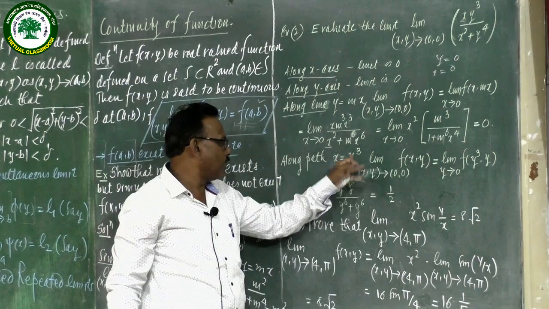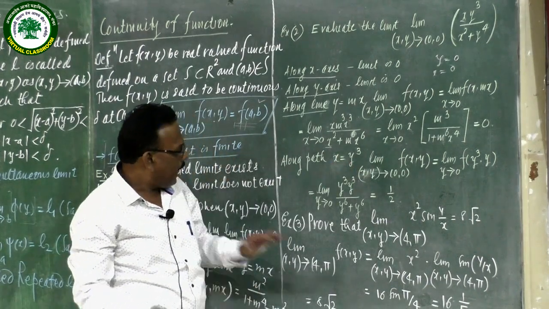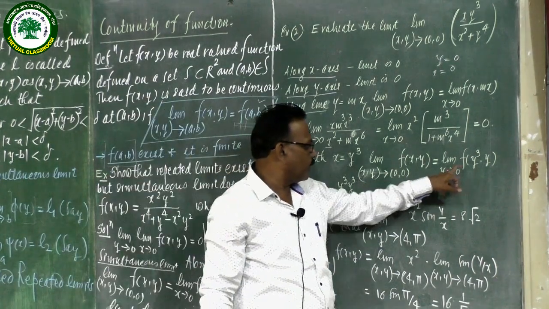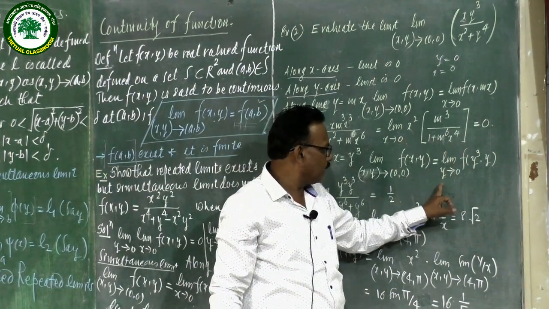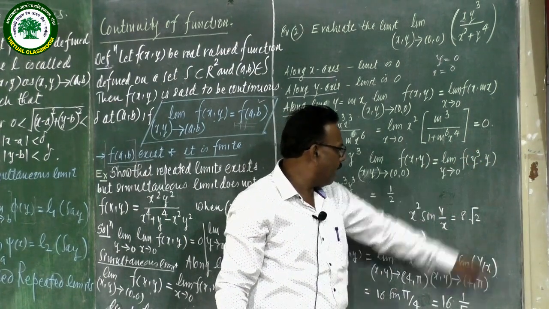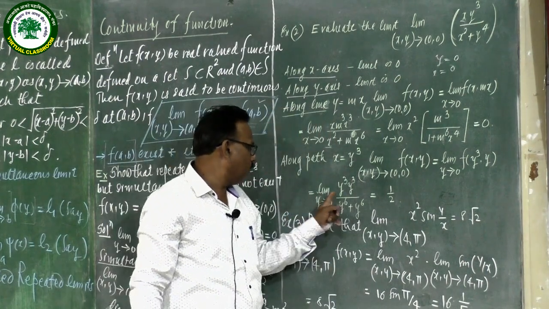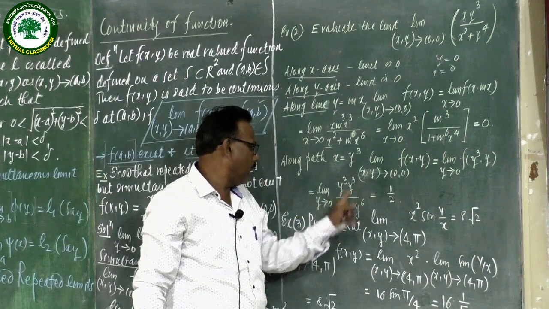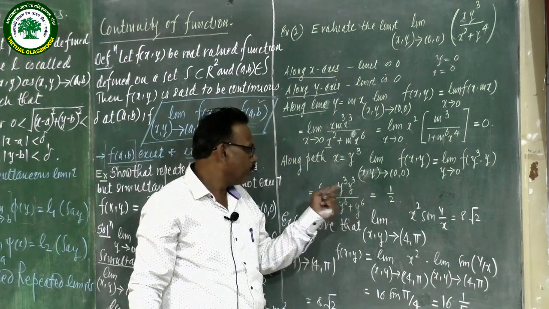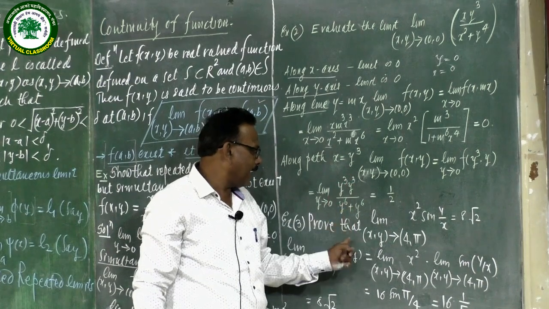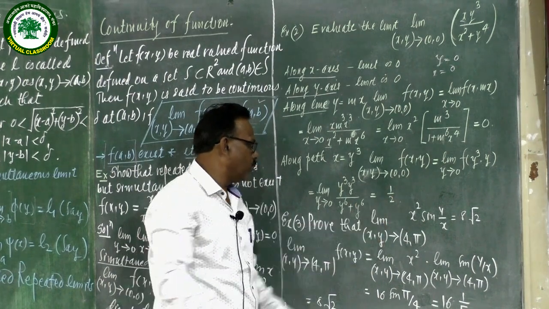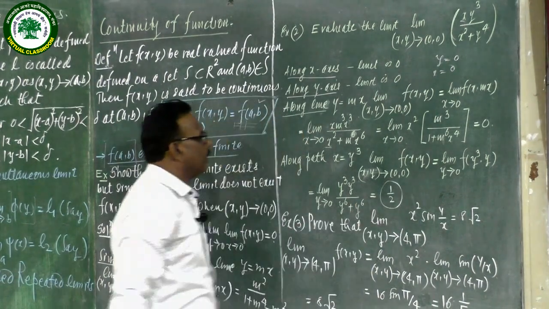Take x is equal to y cube. Again the function will be converted to a function of the single variable y. Therefore x will be replaced by y cube, and the function will be converted to y cube into y cube over y raised to 6 plus y raised to 6. Here y raised to 6 gets cancelled, 1 plus 1 will be there, and limit as y tends to 0, the answer will be 1 by 2.